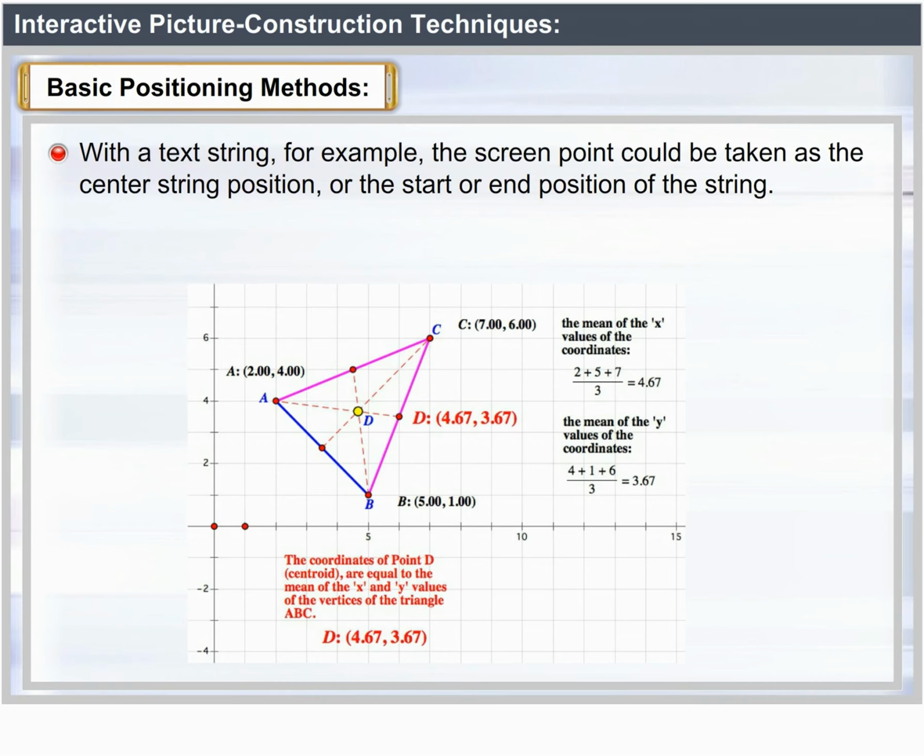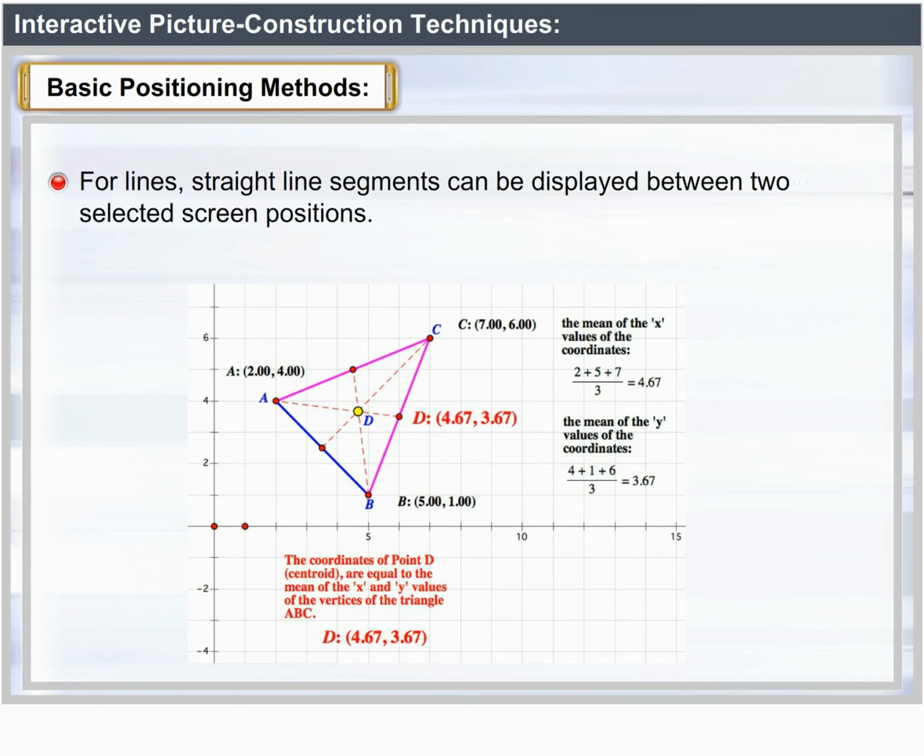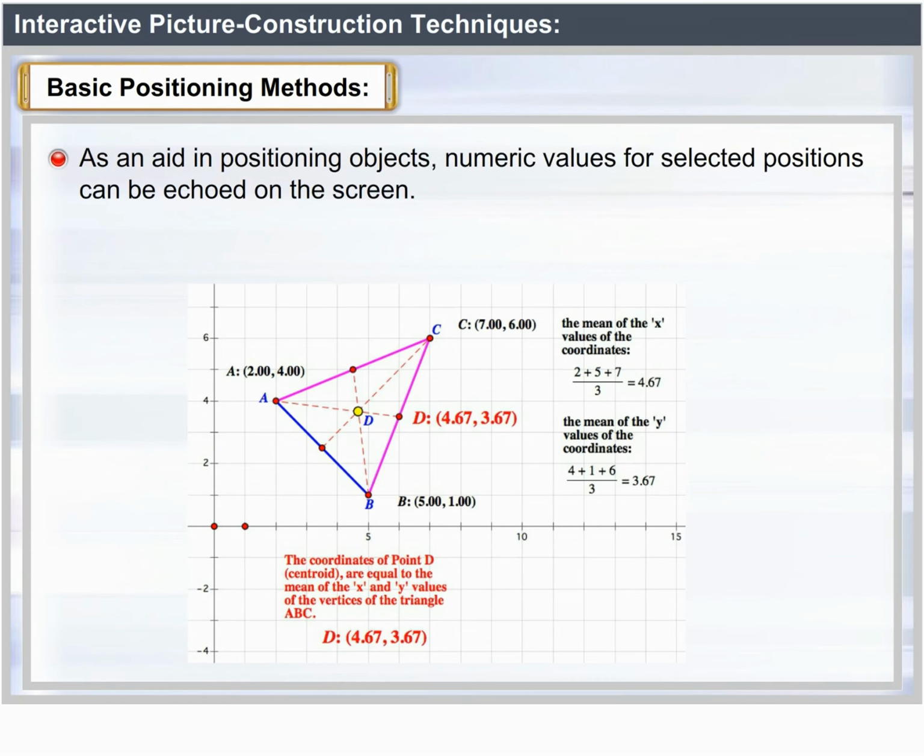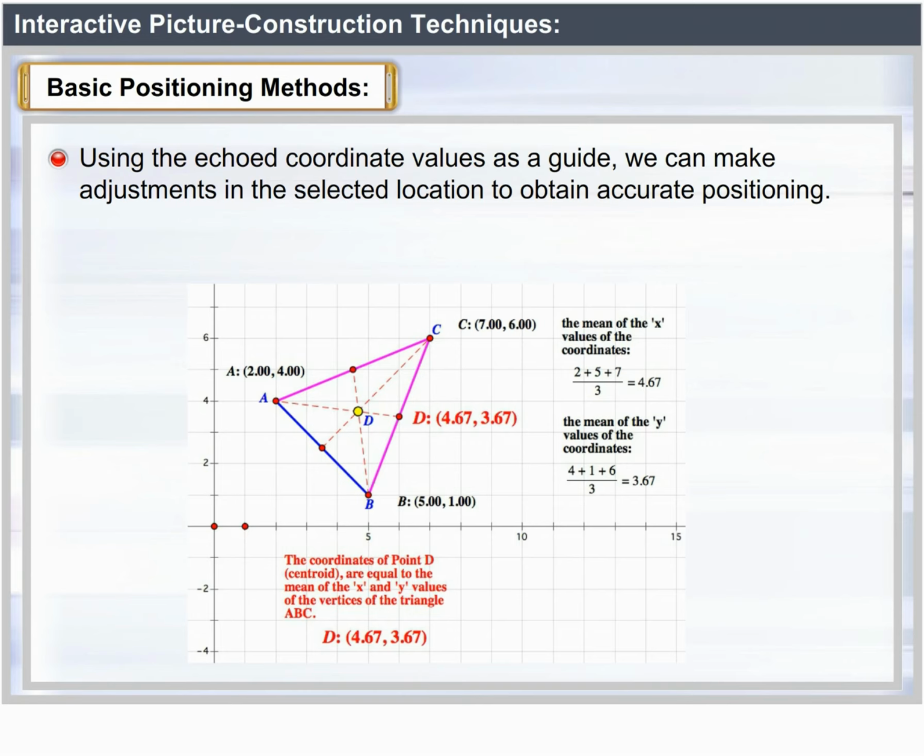For lines, straight line segments can be displayed between two selected screen positions. As an aid in positioning objects, numeric values for selected positions can be echoed on the screen. Using the echoed coordinate values as a guide, we can make adjustments to the selected location to obtain accurate positioning.